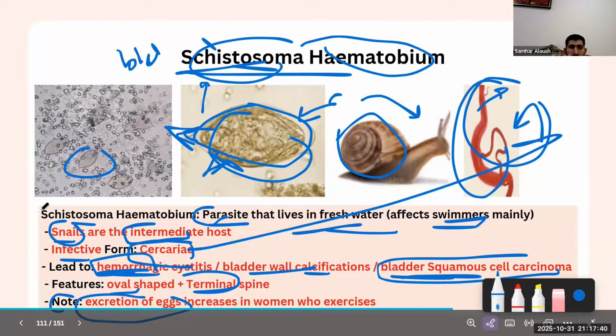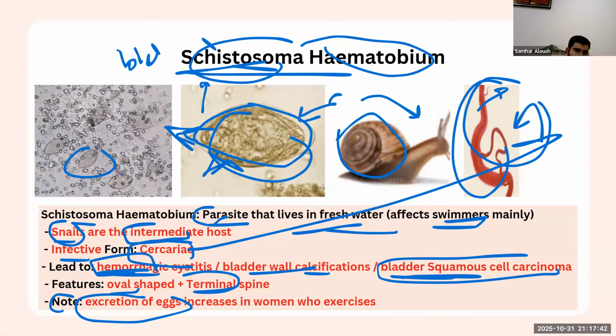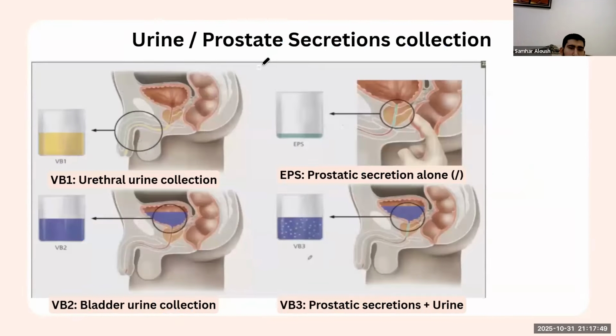If the woman went and exercised while she has schistosoma, the excretion of the eggs will increase in the urine. Okay, that's it for schistosoma. Now we have a test.